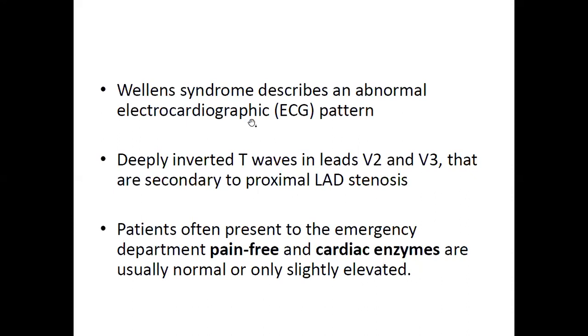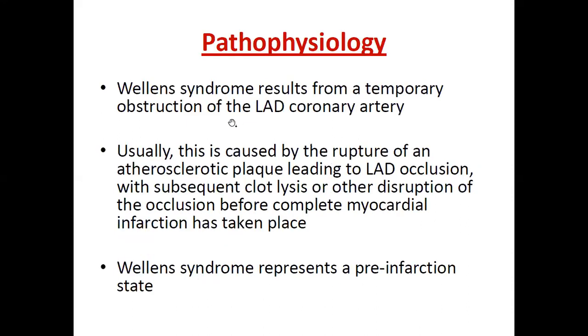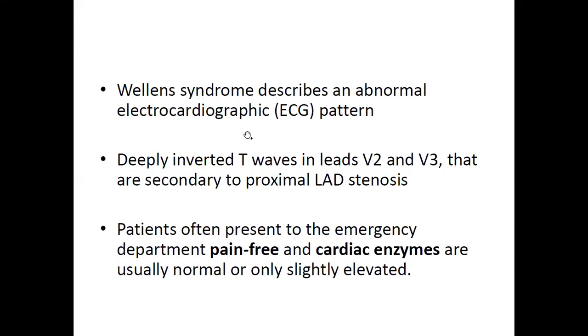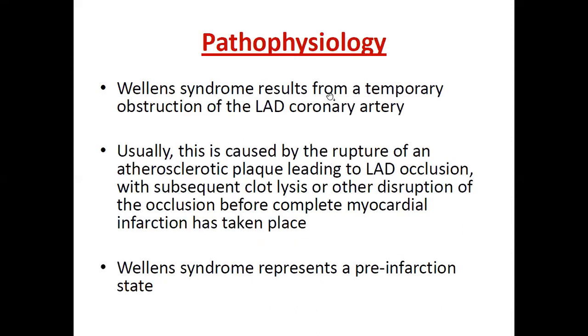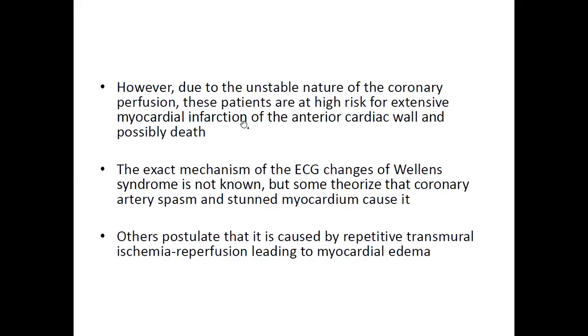So this is a variant of STEMI where patients have T wave inversions. It basically results from a temporary obstruction of the left coronary artery. So there is occlusion of the left anterior descending artery due to a thrombus, which automatically gets lysed or disrupted, or there is a disruption of occlusion before complete myocardial infarction has taken place. So Wellens syndrome represents a pre-infarction state.